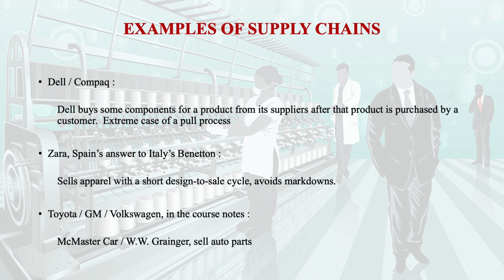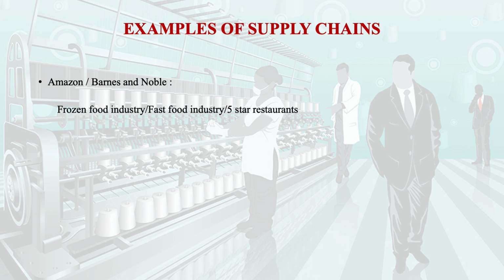Mac, Mastercard, Grainger, they are selling auto parts. Amazon, then Barnes and Noble, Flipkart, Myntra, all are good examples of a good supply chain. There are also some examples from the frozen food industry and internet shopping, Webvan and Peapod. They are good examples of how a supply chain works.